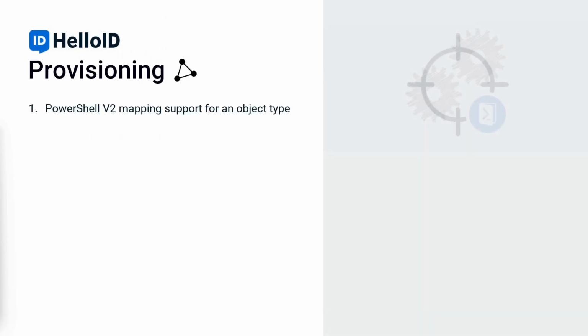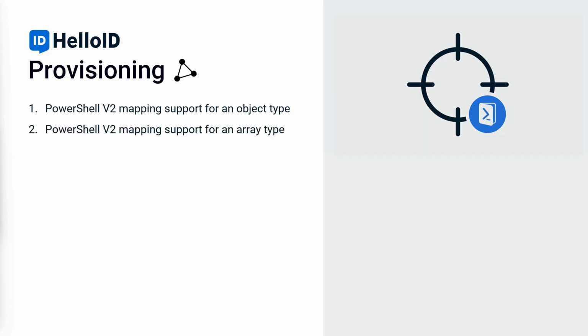First, PowerShell V2 mapping support for an object type. With this feature, we introduced the option to create an object by using a dot in your mapping and to use this as an object inside the PowerShell script. The second new feature is the PowerShell V2 mapping support for an array type. This is the same as the object type, but for this we introduced the possibility to also use an array type based on string values inside the PowerShell script. Let's see how these new functionalities work in detail.